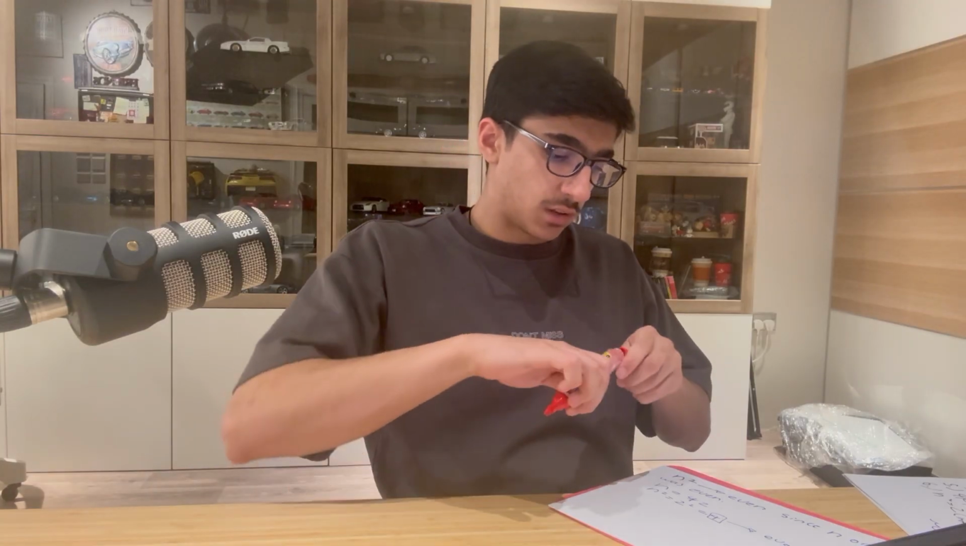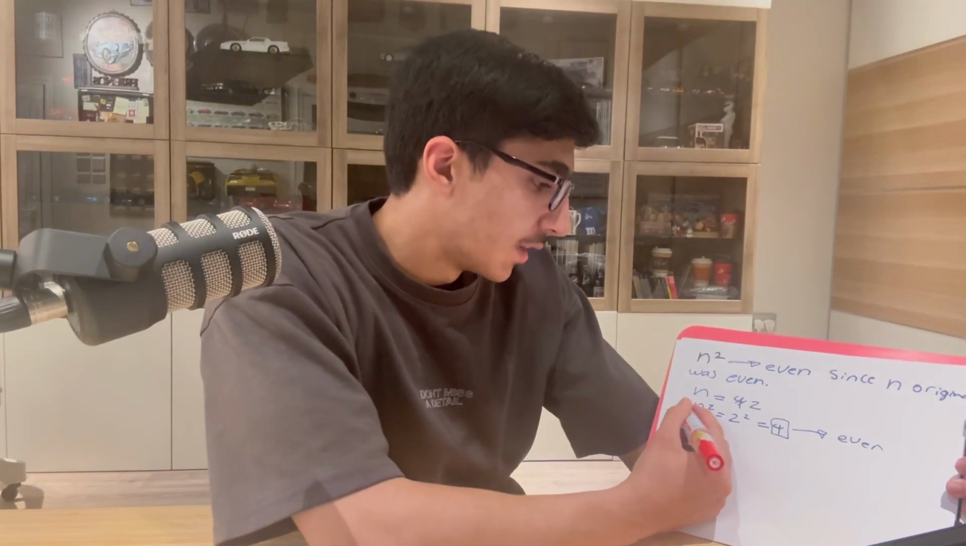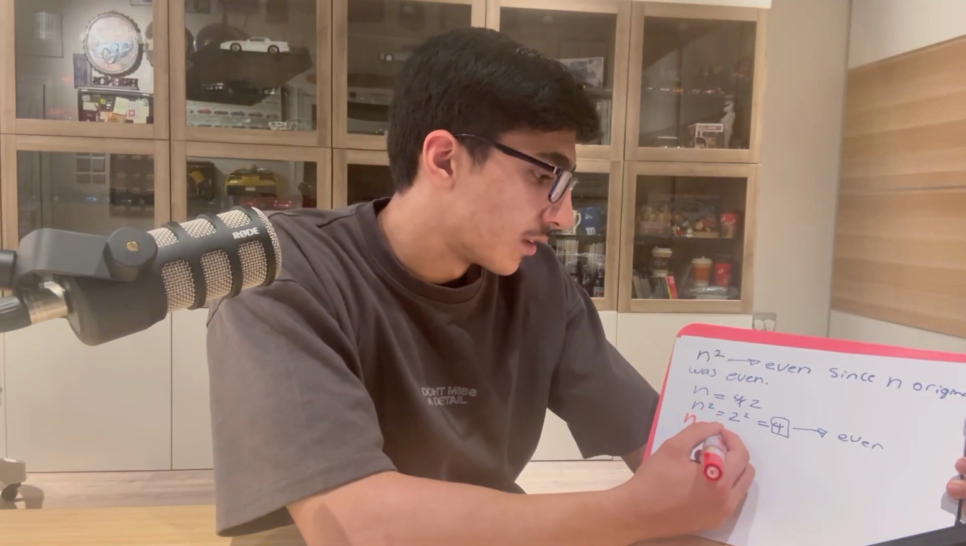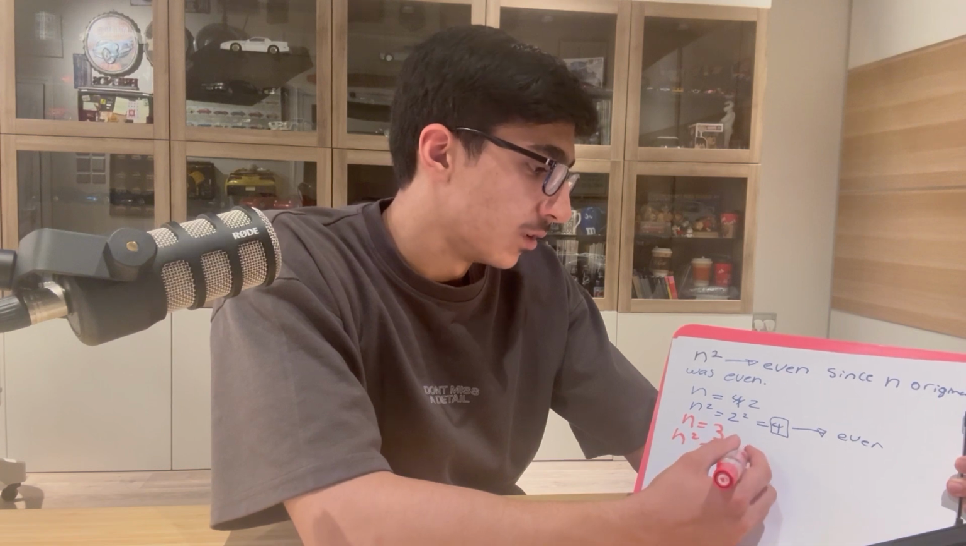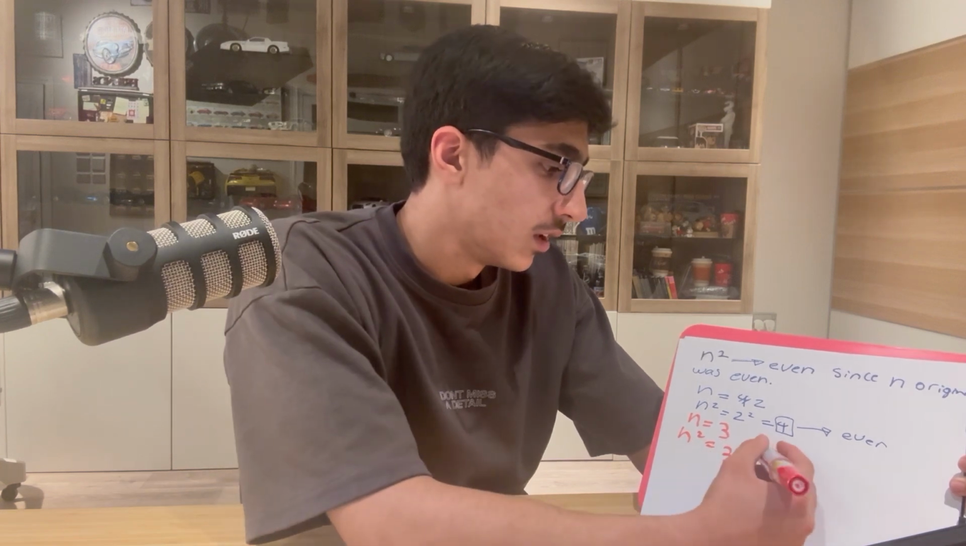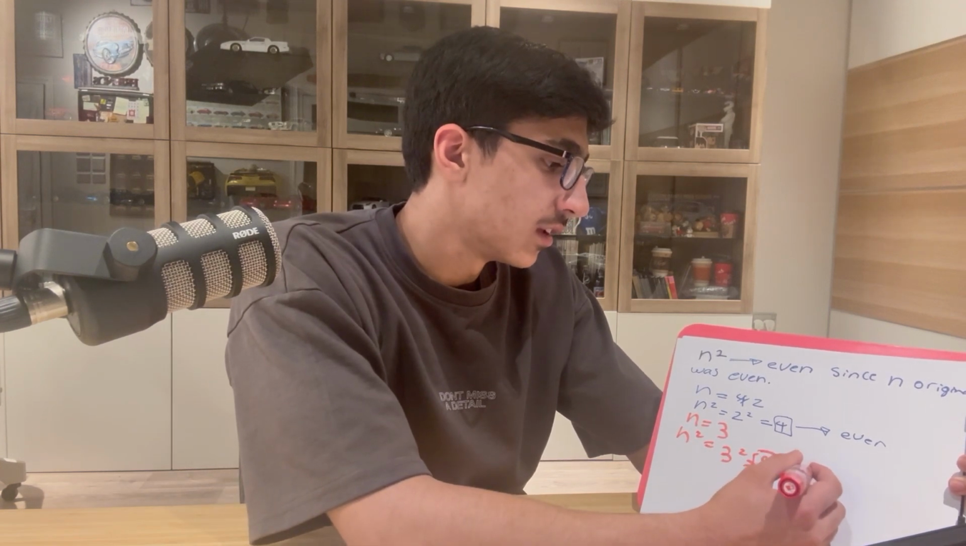But let's say that n is an odd number. Like, let's choose the number 3 since it's odd. For example, n equals 3. Then n to the power of 2 equals 3 to the power of 2, which is going to be equal to 9. That means 9 is an odd number.